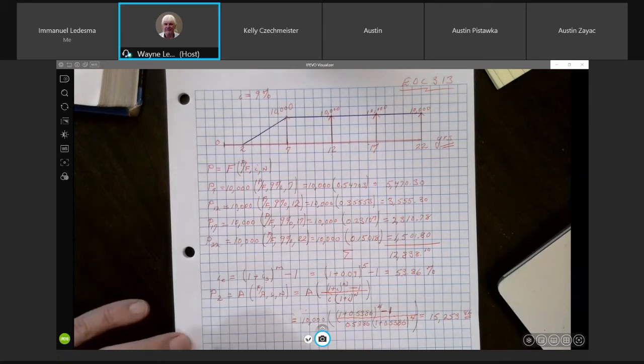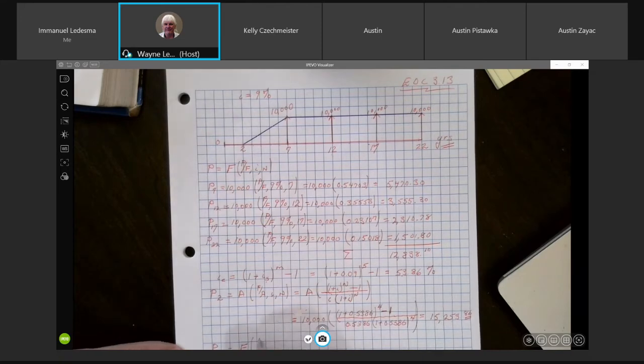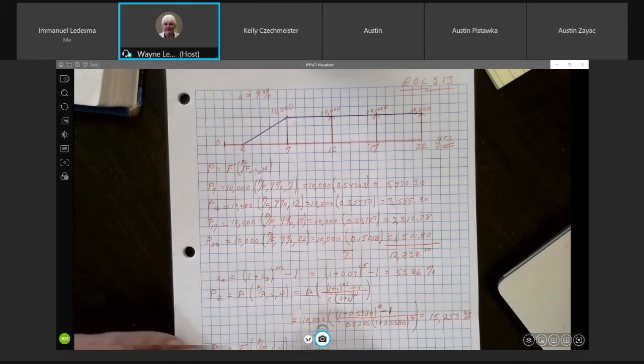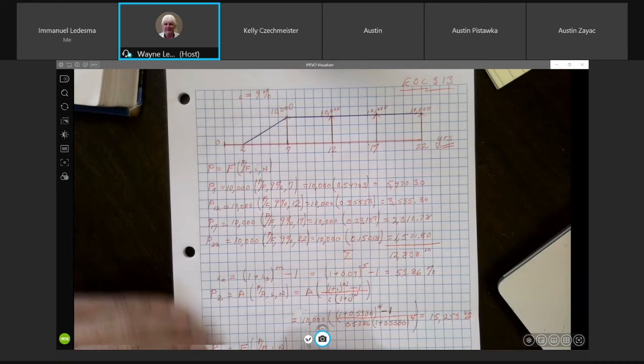But P naught will be equal to future value because it's a single amount. We can do that. P, F, I, and N, which will be equal to, and in this case, I is going to be 9%.